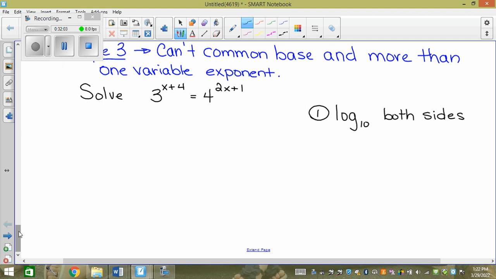If I log base 10 both sides, what's the rule with logs? I can use power rule. What's the rule with logs? I can take my exponents and I can drop them in front, can't I? I fixed my problem. My problem with this question is those exponents sitting up in the exponent. But if I log base 10 both sides, my exponents can drop down, and my problem is gone. We agree? So let's log base 10 both sides.